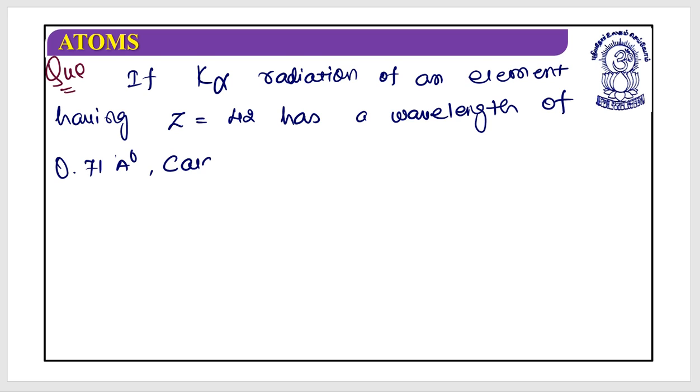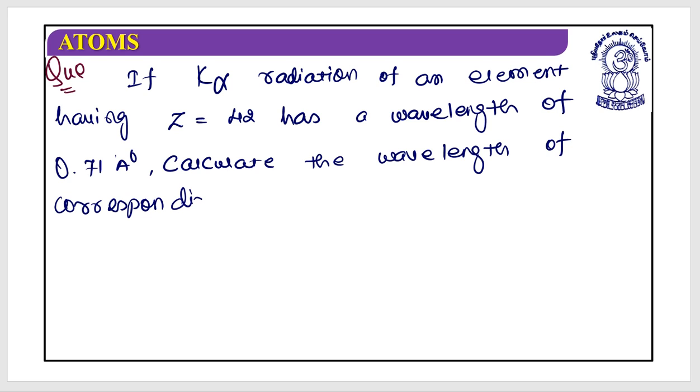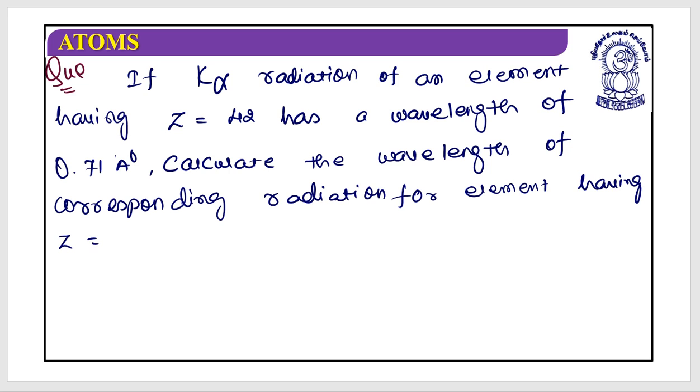Calculate the wavelength of the corresponding radiation of an element having atomic number equals to 29. So start working on that.